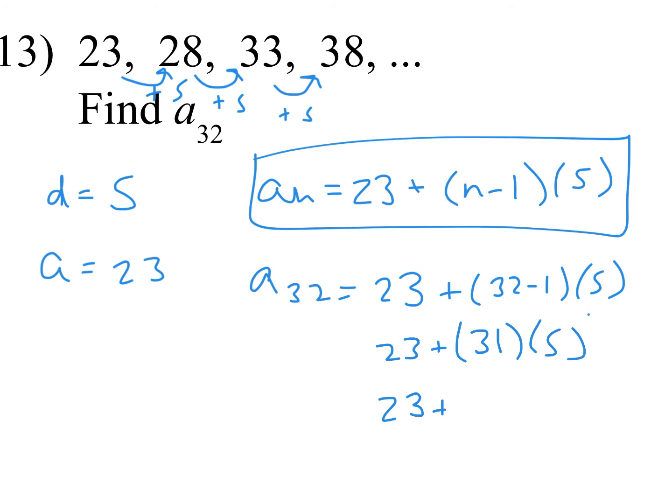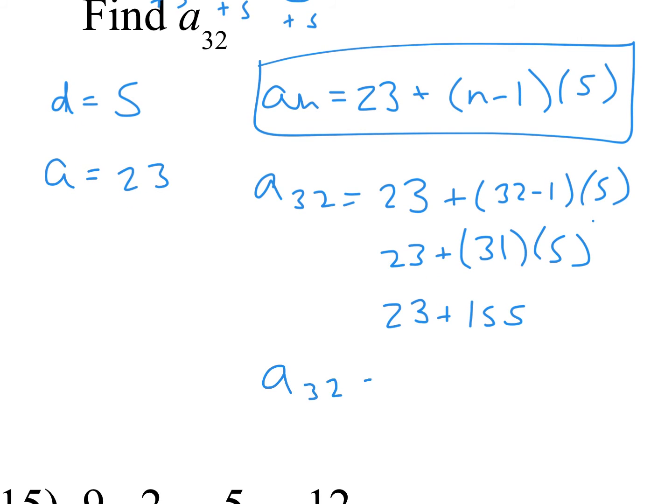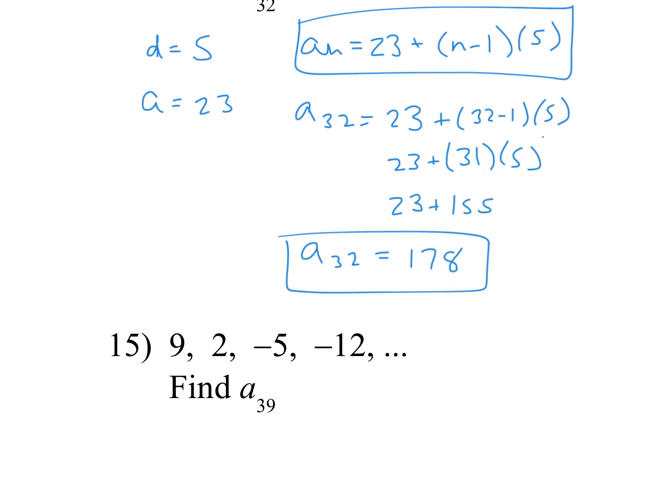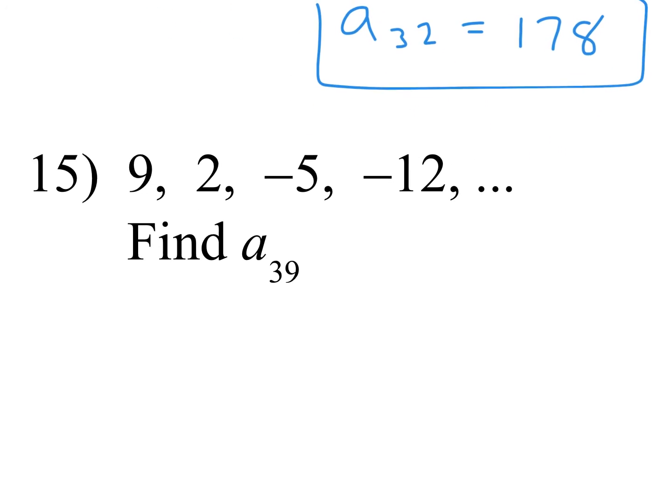(31 times 5), which is 155. And then 23 plus 155. That gives us a sub 32 is equal to 178. Any questions on this one? All right, let's look at 15.